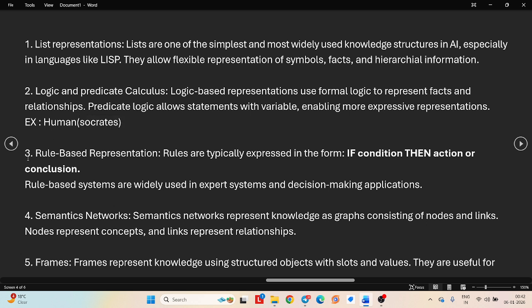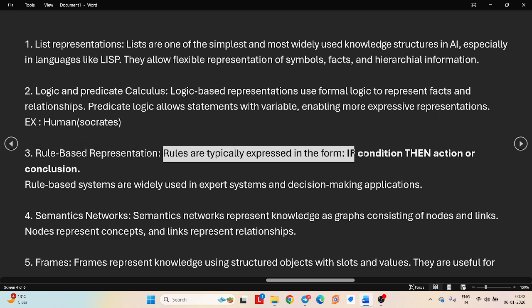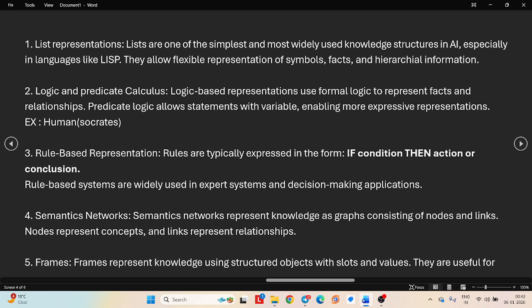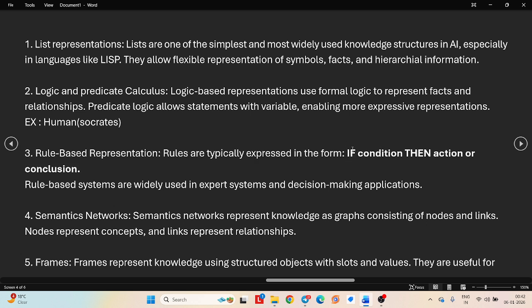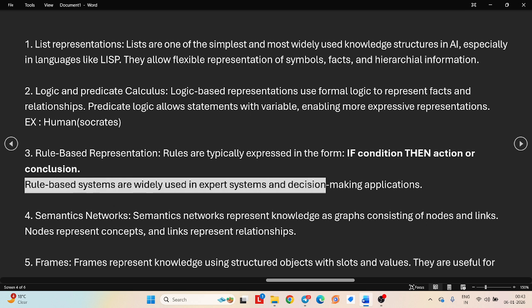The third one is rule based representation. Typically it works like this: if condition, then action or conclusion. We use if when we have a condition, and then when we have to take an action or reach a direct conclusion. Rule based systems are widely used in expert systems and decision making applications.